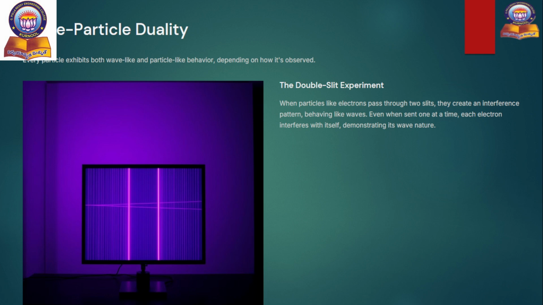If instead of laser light you throw particles at a wall, such as a powerful electron beam, you might expect two spots directly behind the slits or randomly distributed spots, but an interference pattern will appear, just like with light. The electrons are behaving like waves and interfering with each other. So the double slit experiment shows that particles like electrons passing through two slits create an interference pattern, behaving like waves. Even when sent one at a time, each electron interferes with itself, demonstrating its wave nature.